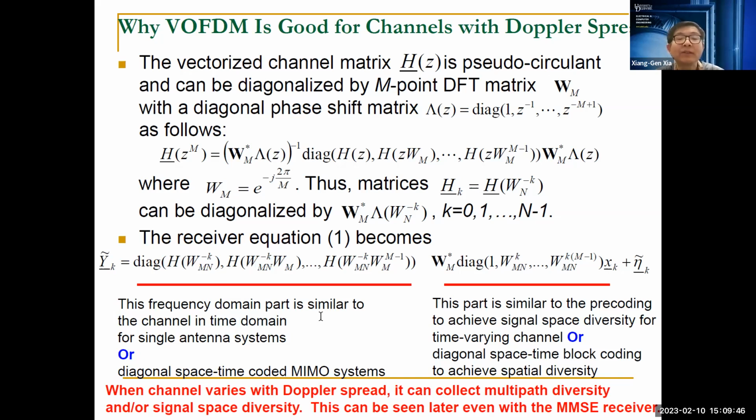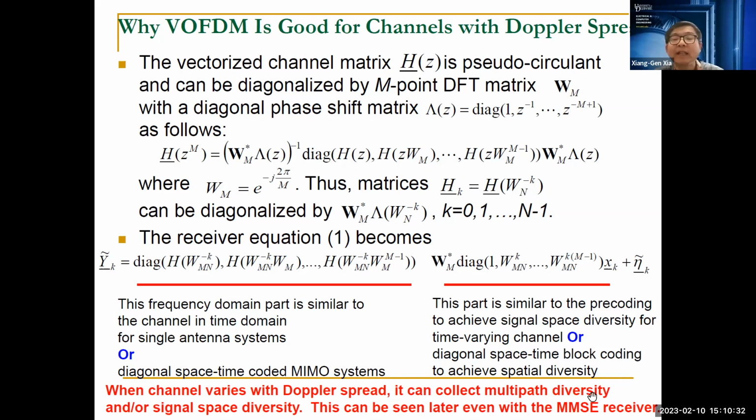So this frequency domain part is similar to the channel in the time domain for single antenna systems, or diagonal space-time coded MIMO systems for MIMO systems, okay? And this part is similar to the precoding to achieve, for a single antenna system, signal space diversity for time-varying channels, or for multiple antenna systems, diagonal space-time block coding to achieve spatial diversity, okay? So when the channel varies with Doppler spread, it can collect both multipath diversity and signal space diversity. This is exactly the reason why VOFDM or OTFS is good for both time spread and Doppler spread.